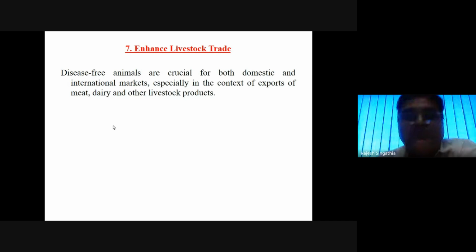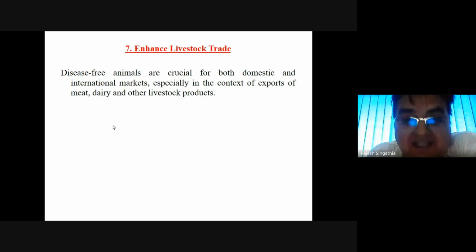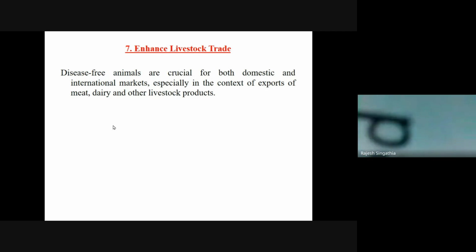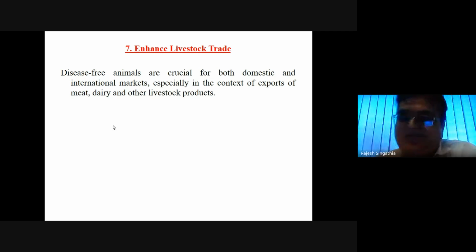Next, due to vaccines, there is enhanced livestock trade. Disease-free animals are crucial for both domestic and international markets, especially in the context of export of meat, dairy, and other livestock products. So these are the 7 points. With the help of these 7 points, we can understand the importance of veterinary vaccines.